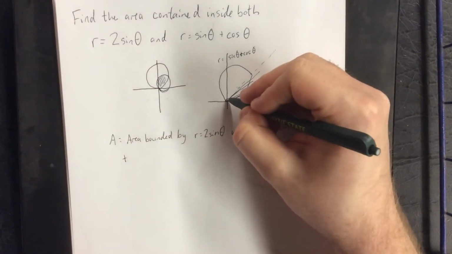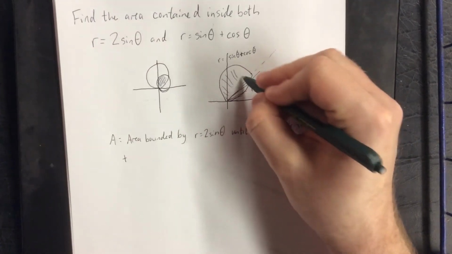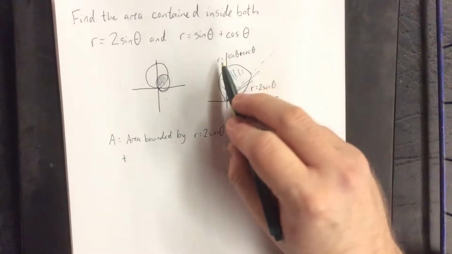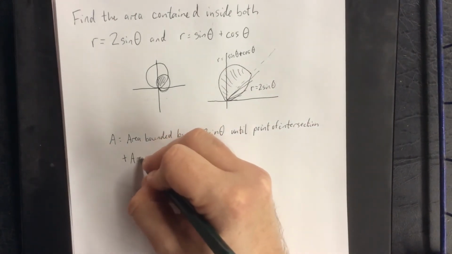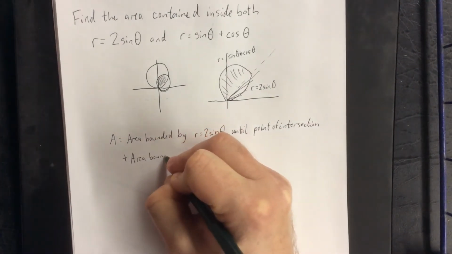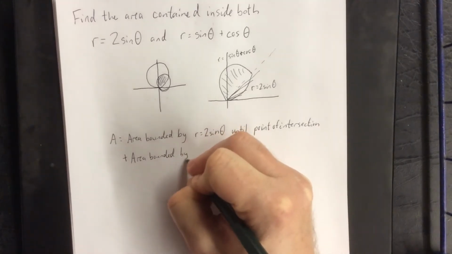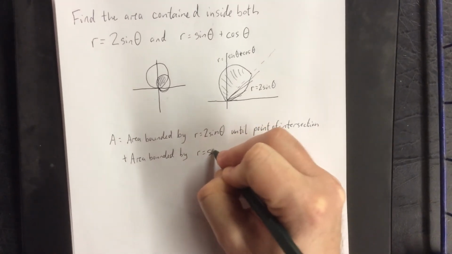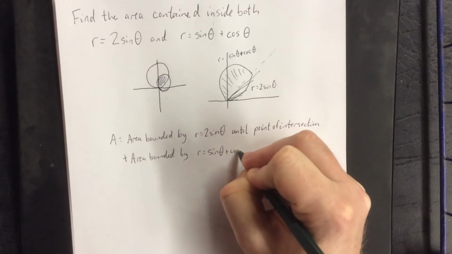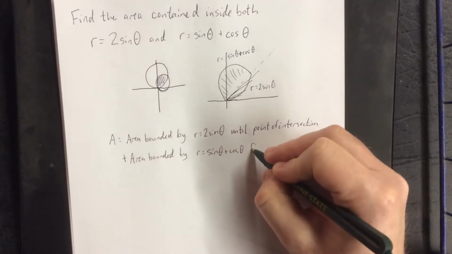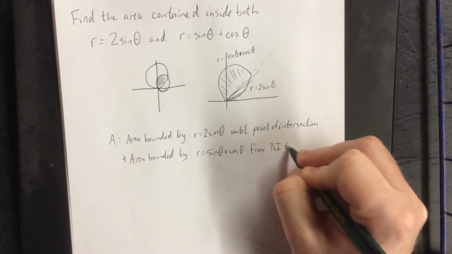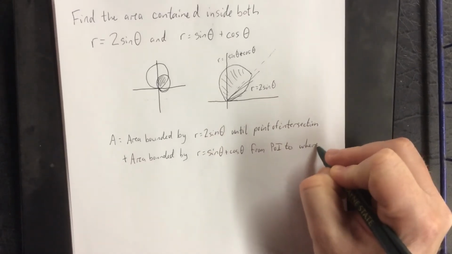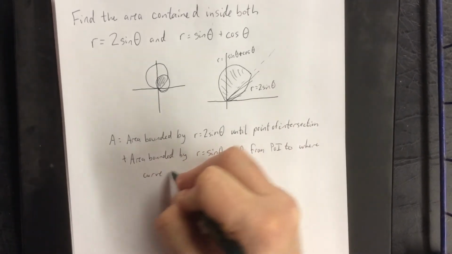plus all of the area that we see in this region here. So that area is being bounded by r equals sine of theta plus cosine of theta. Area bounded by r equals sine of theta plus cosine of theta from point of intersection to where the curve hits the pole.